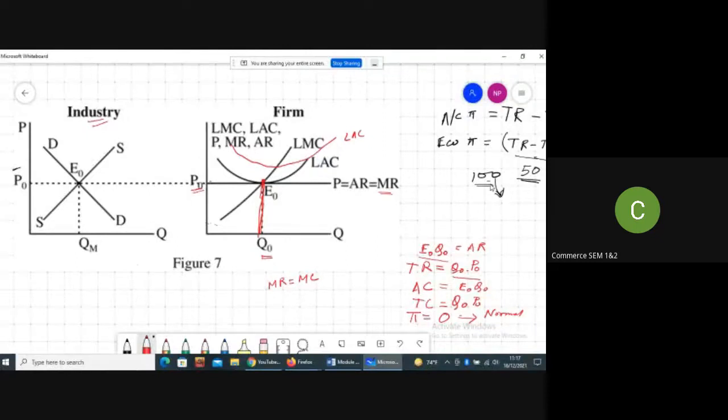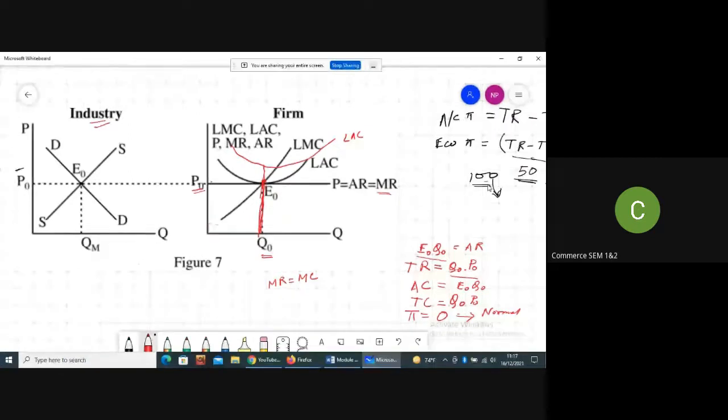So at this equilibrium, per unit cost will be this distance, Q0, they call it F. So this vertical distance Q0F is the per unit cost. And what is the average revenue? It is this distance E0Q0. Okay. That means the firm is making a loss per unit, of amount E0F.